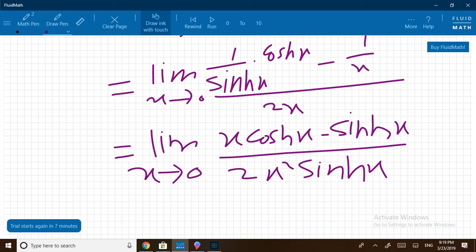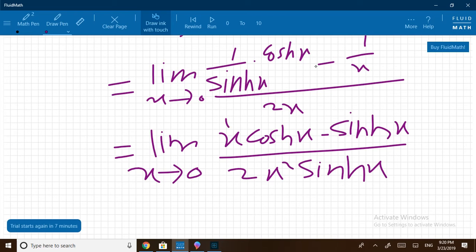Okay, now we again check it. Either it is 0 divided by 0 form, an indeterminate form, or it is not. If it is an indeterminate form, meaning 0 divided by 0 form, then we will again apply the L'Hopital rule.